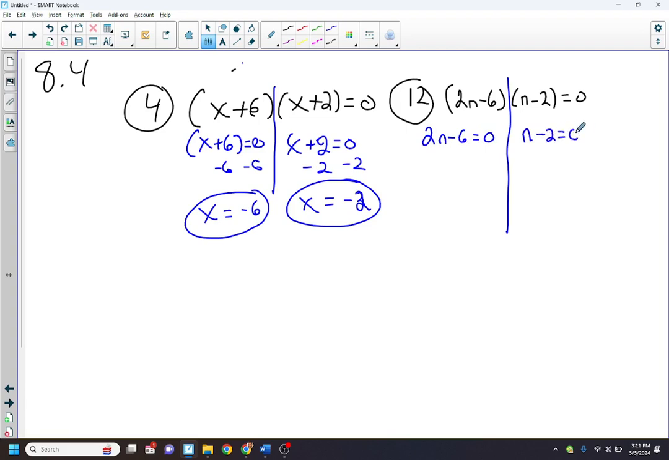The reason we're allowed to is that since it multiplies to 0, if one of them is 0, it makes the whole thing 0. 0 times blank is always 0, correct? Let's start with this: 0 times anything is 0. Would you agree with that?